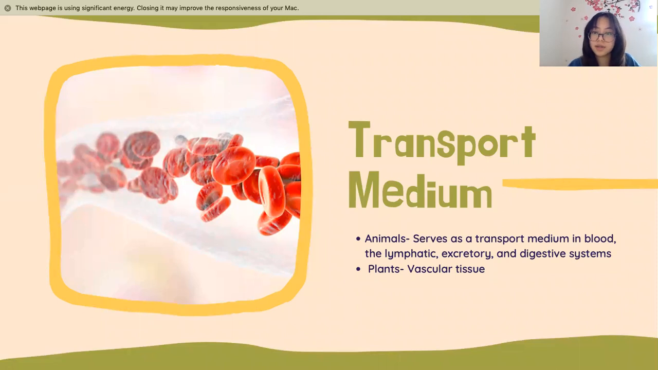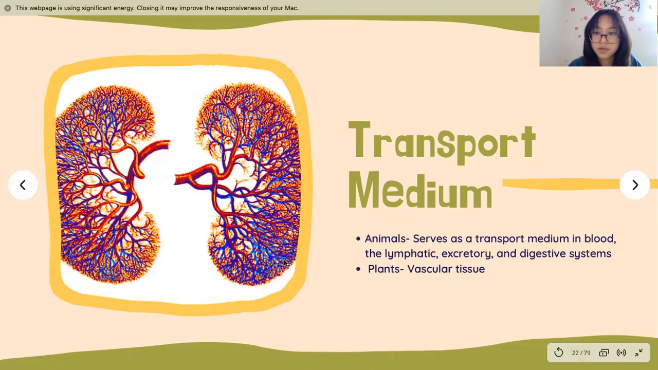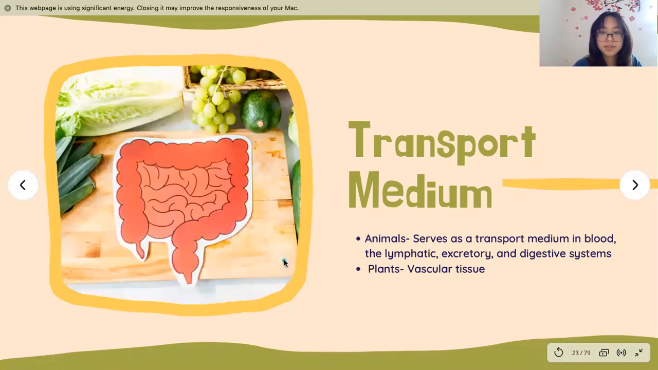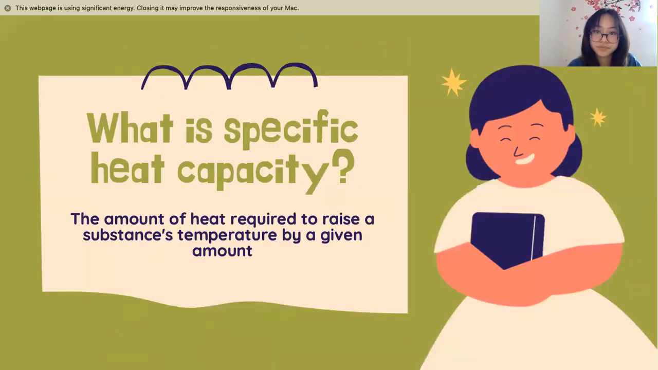So the next one is water is a transport medium. In animals, it serves as a transport medium in blood, the lymphatic, the excretory, and the digestive system. In plants, it serves as the vascular tissue.